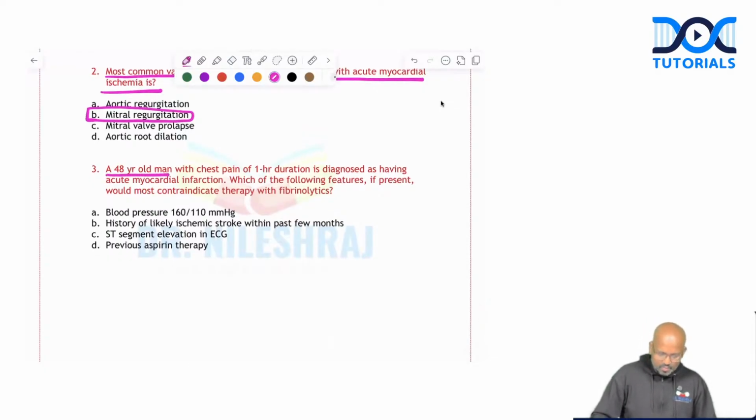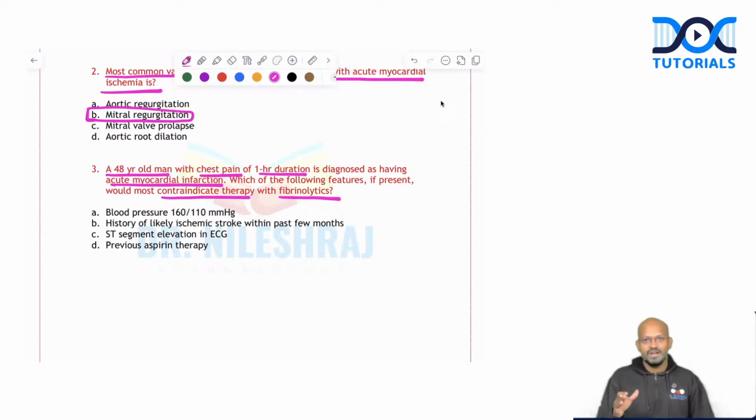A 48-year-old man with chest pain of 1 hour duration is diagnosed as having acute MI. Which of the following features, if present, would most contraindicate therapy with fibrinolytics? This question is clear. The question is about what the contraindications of fibrinolytics are.